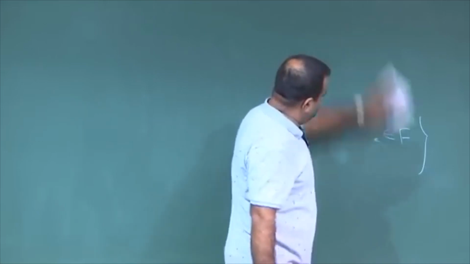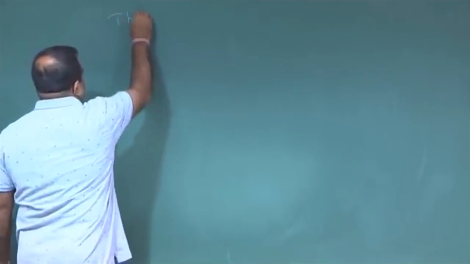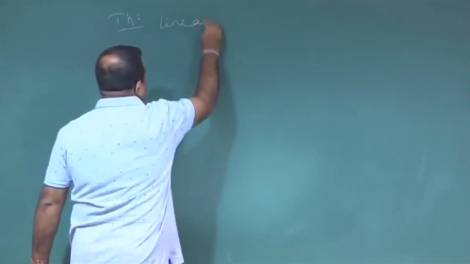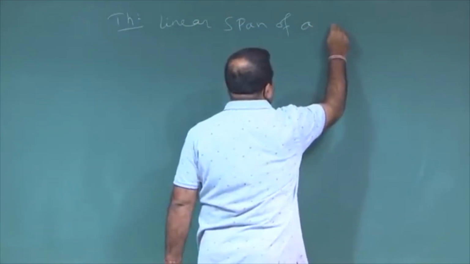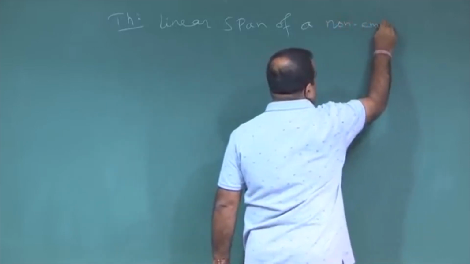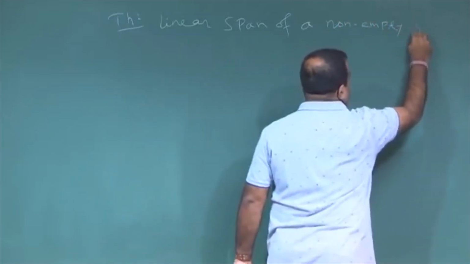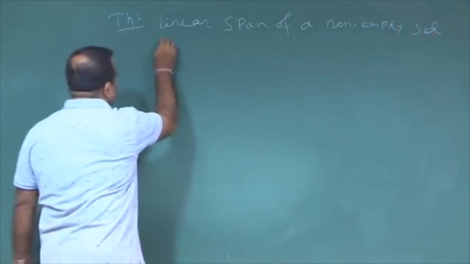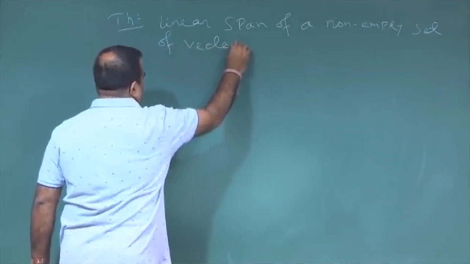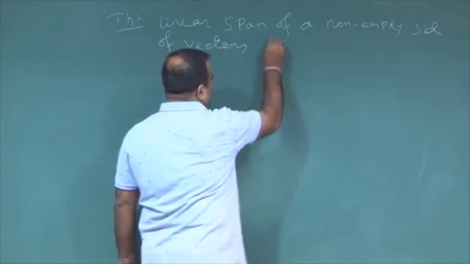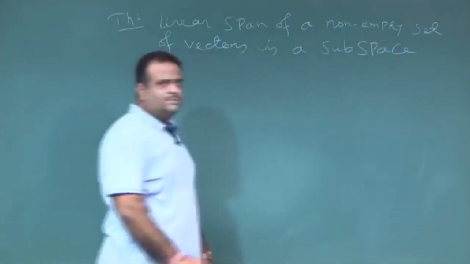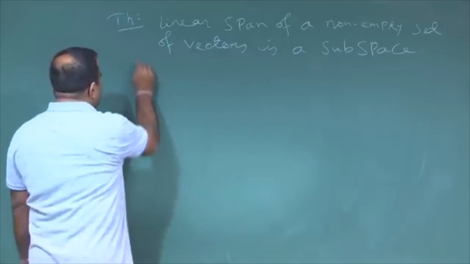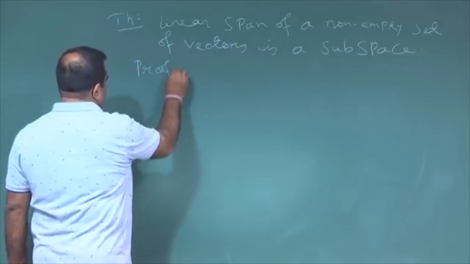So, the set of all linear combinations of some vectors again forms a vector space. So, this is a theorem: the linear span of a non-empty set of vectors is a subspace of the vector space. How to prove that? So, let us try to prove that.